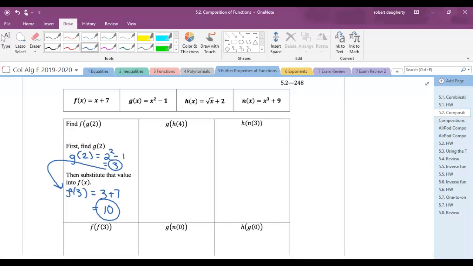Okay, g is x squared minus 1. So g of 2 is 2 squared minus 1. That's 3. And then plug this number into f. f of 3 is 3 plus 7.